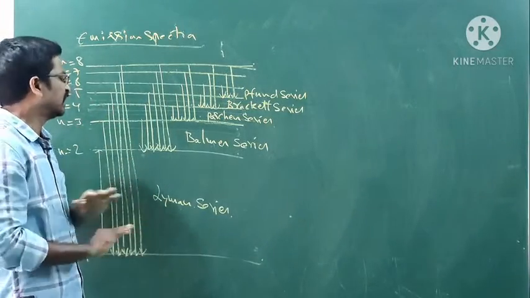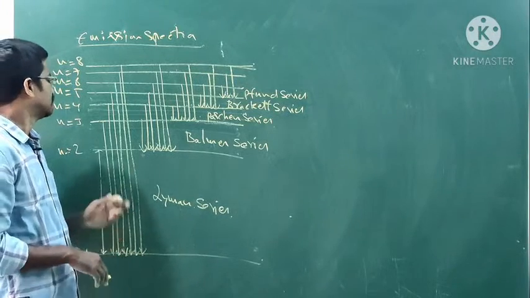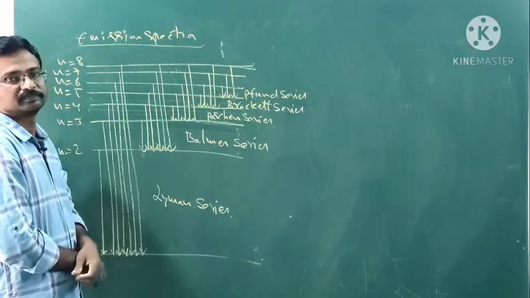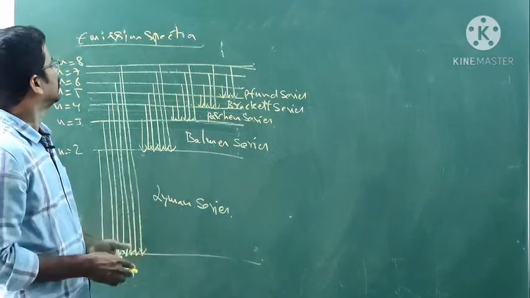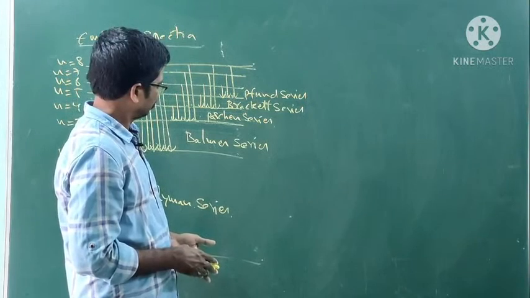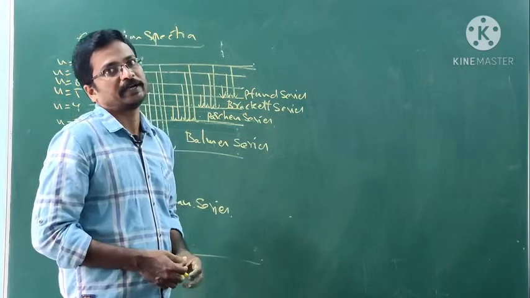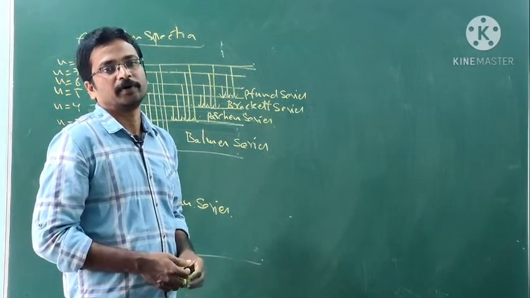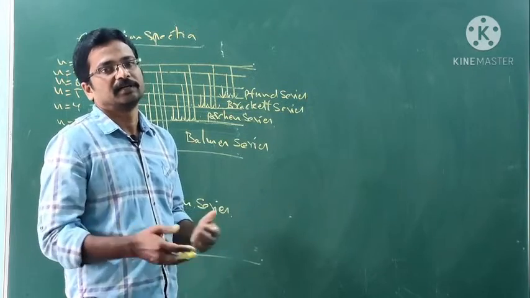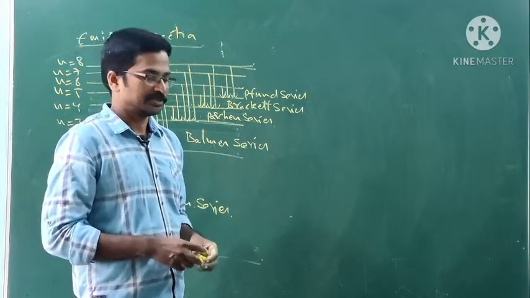Same Lyman, the scientist names do not change. You can get the absorption spectra that way. This is about the line spectrum of the hydrogen atom. It is very important for the intermediate public examination, and this is a very important question for the intermediate public examination.